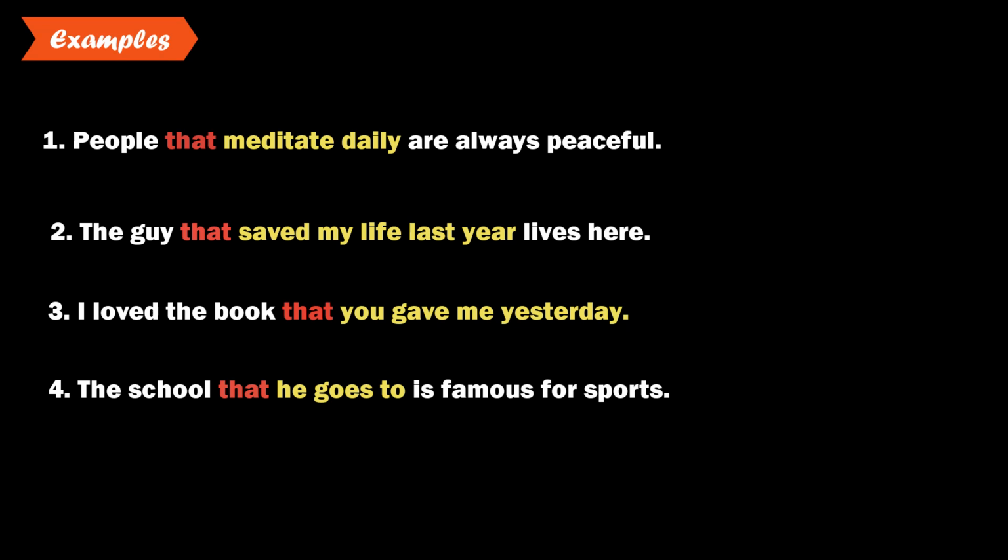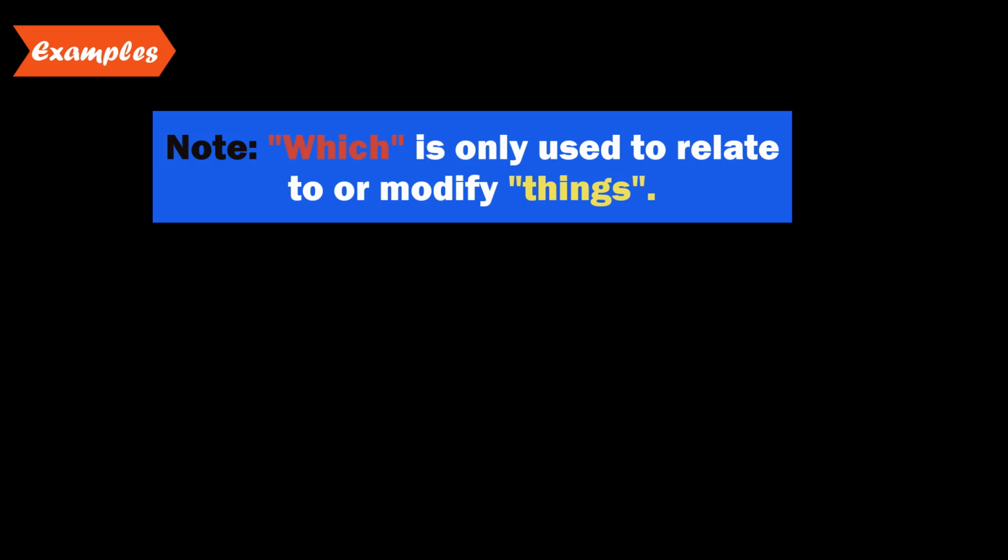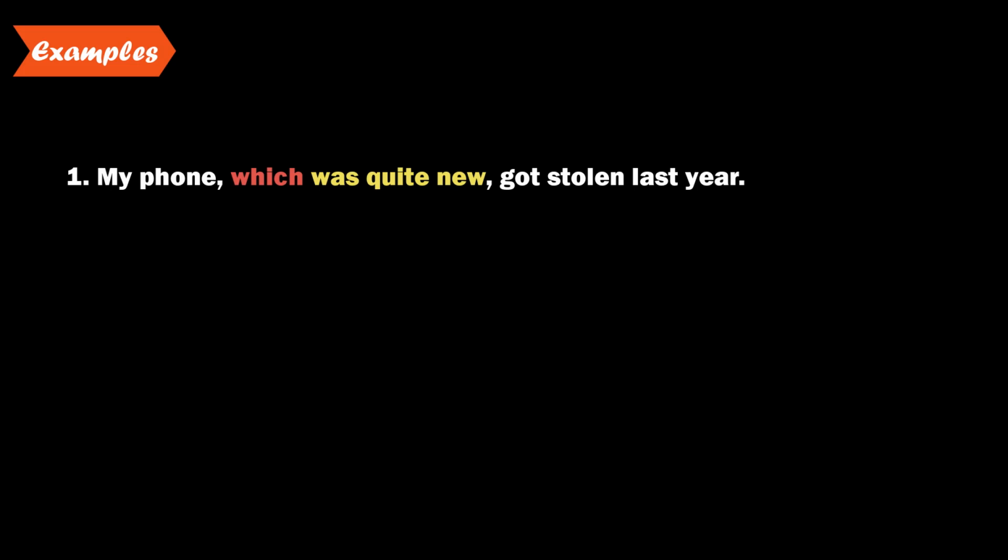Alright, we got this. Now let us take some examples of which. I already told you that which is used to relate to a thing, not a person. Let's take some examples. My phone, which was quite new, got stolen last year. Not a great news to hear, but this is what happened.